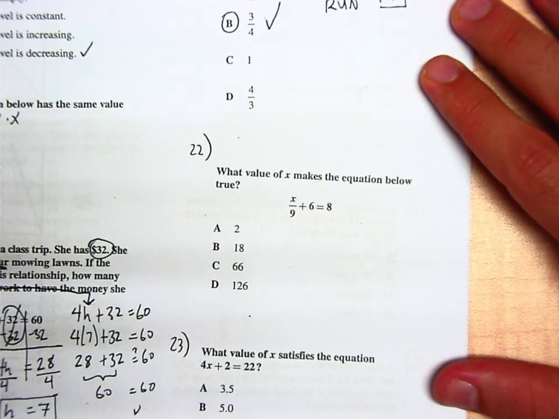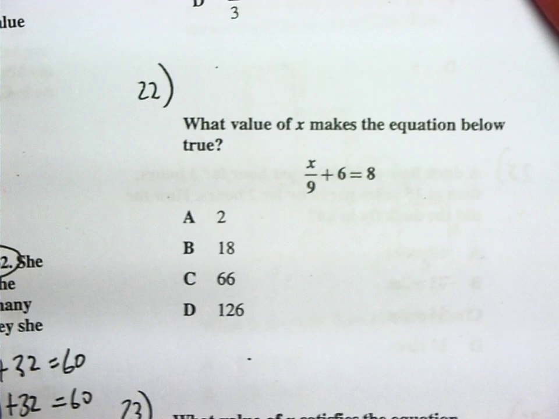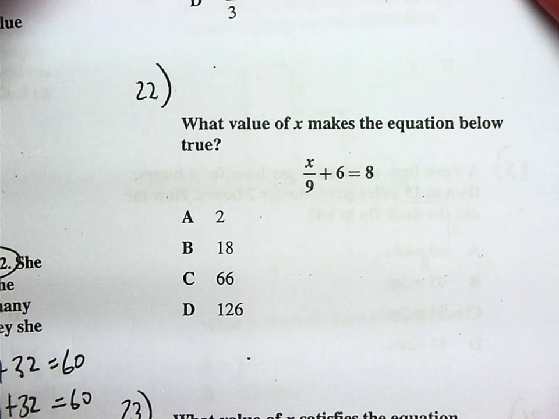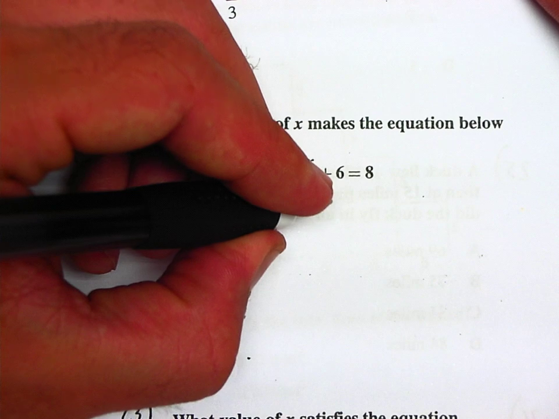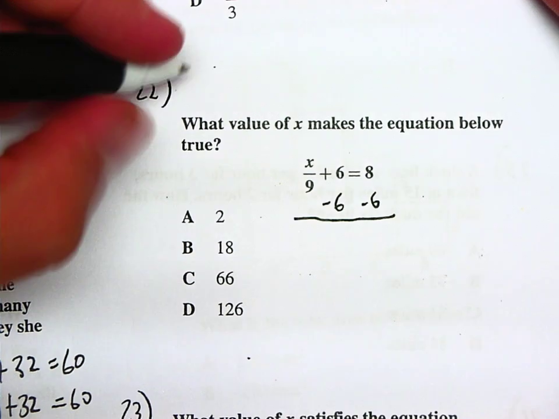Moving on, number 22. What value of x makes the equation below true? I could solve this, or I could also just check by substitution. I'll solve it first. I have x divided by 9 plus 6 equals 8. The first thing I'll do is cancel the constant of 6 by adding the opposite, -6.